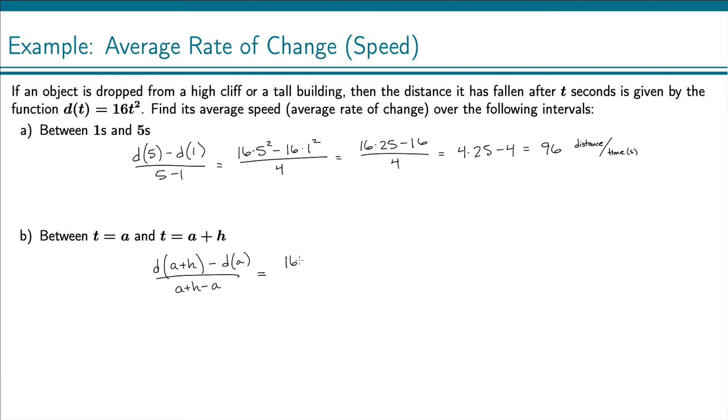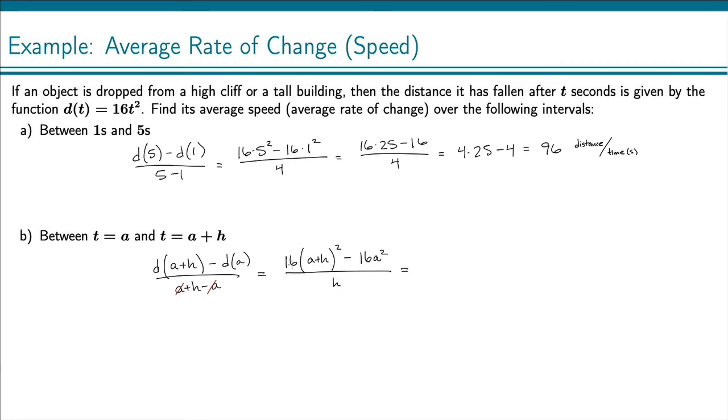So we can plug in our a plus h. We have 16 times a plus h squared minus d of a, which is 16a squared, over, and then down here we have a minus a, and those cancel. And so we just have h.